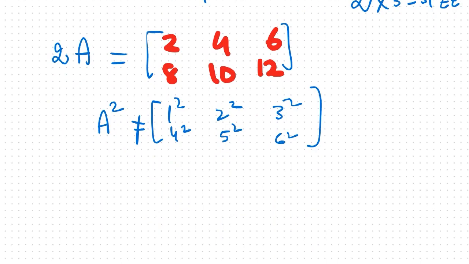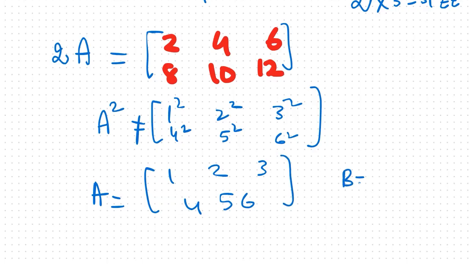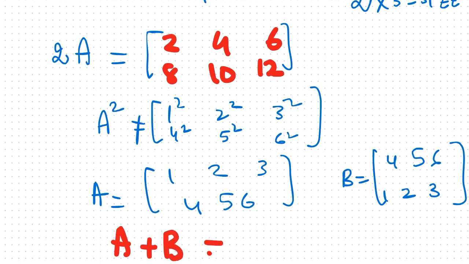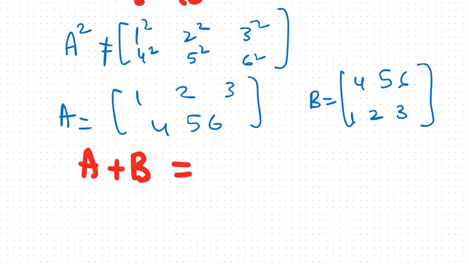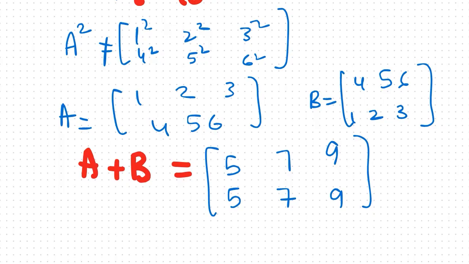Let's say there is a matrix A, 1, 2, 3, 4, 5, 6, and there is a matrix B, 4, 5, 6, let's say 1, 2, 3. What will happen when you add A plus B? What do you get? 5, 7, 9. Yes, that is correct.